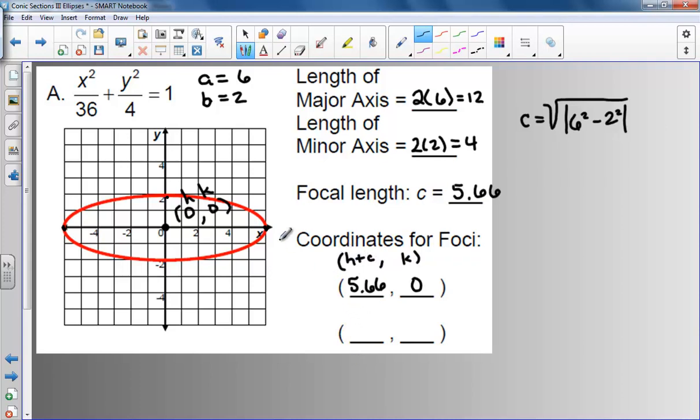And so I can plot that point. So that's going to be somewhere approximately right here, right on the inside of that vertex. And then I'm also going to do my H minus C. So that would be a negative 5.66 and then 0. And we can plot that point, and that would be right over in here. So those are my focus points. So let's go ahead and graph this on the calculator and look at how to analyze and find those using our calculators as well.